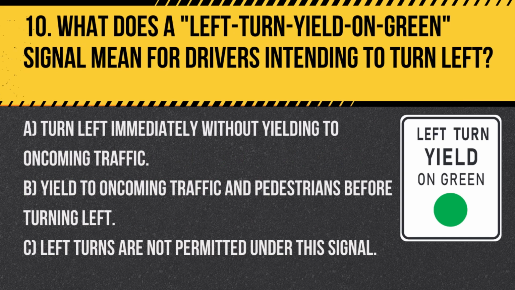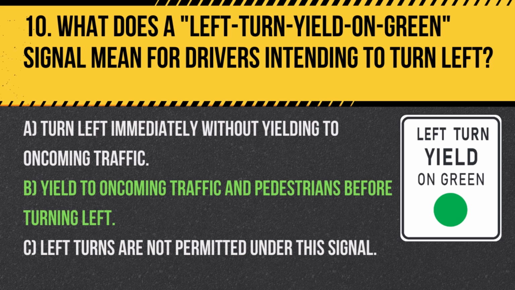Question 10. What does a left turn yield on green signal mean for drivers intending to turn left? A. Turn left immediately without yielding to oncoming traffic. B. Yield to oncoming traffic and pedestrians before turning left. C. Left turns are not permitted under this signal.